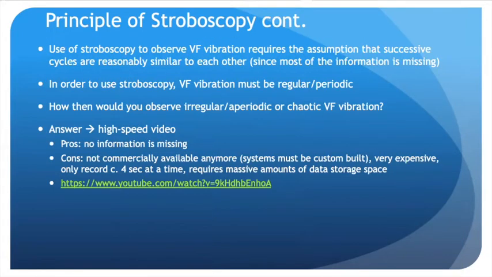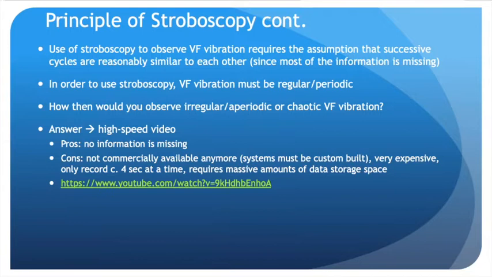So the use of stroboscopy to observe vocal fold vibration requires the assumption that successive cycles are reasonably similar to each other, since most of the information is missing. So in order to use stroboscopy, vocal fold vibration must be regular or periodic. How then would you observe irregular or aperiodic or chaotic vocal fold vibration? Well, you have to use high-speed video.